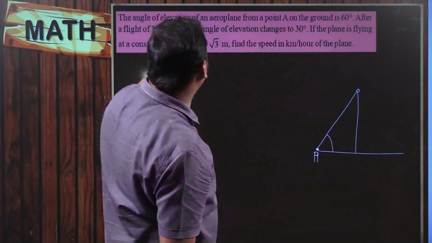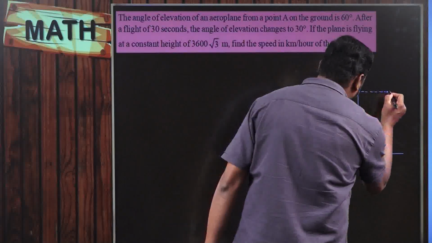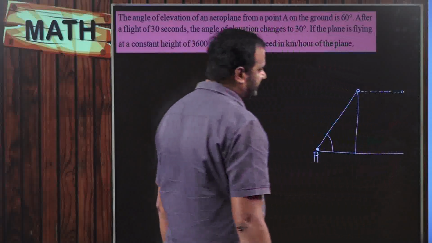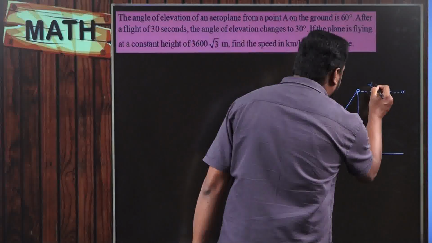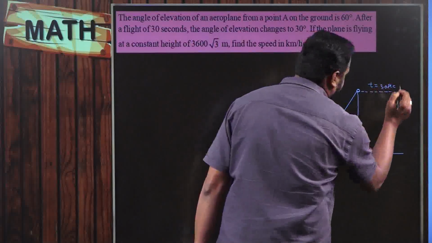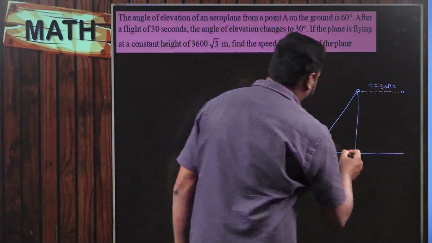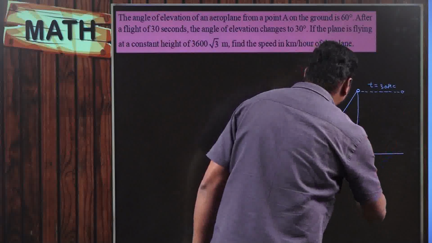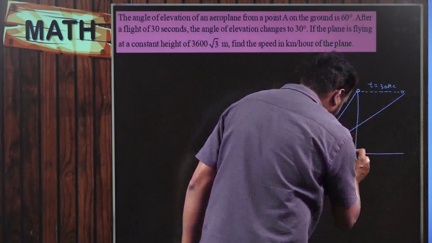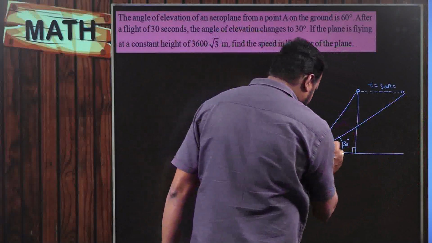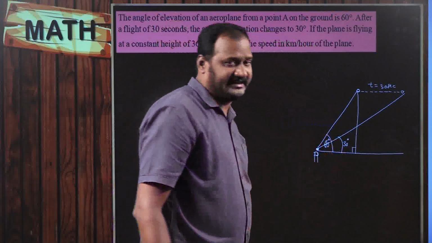After a flight of 30 seconds, the aeroplane is moving horizontally. So now this is the position of the aeroplane after 30 seconds. So the time taken from here to here is equal to 30 seconds. And then the angle of elevation changes to 30 degrees. So this angle is equal to 30 degrees. The entire angle is going to be 60 degrees. So this is 60 degrees, and this is the angle of 30 degrees.